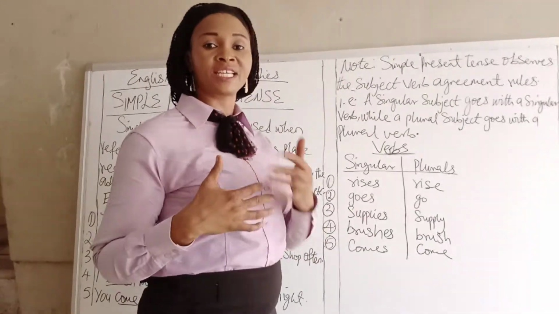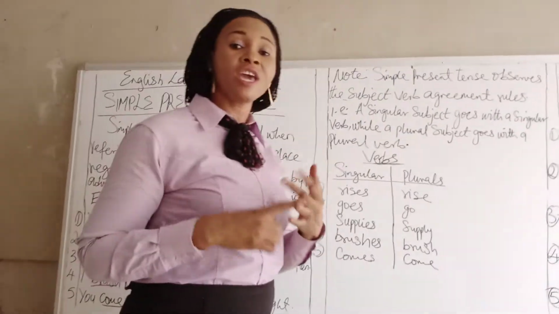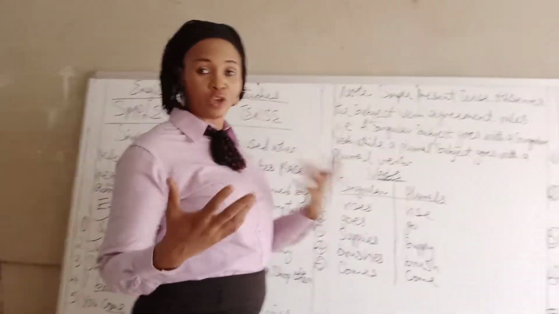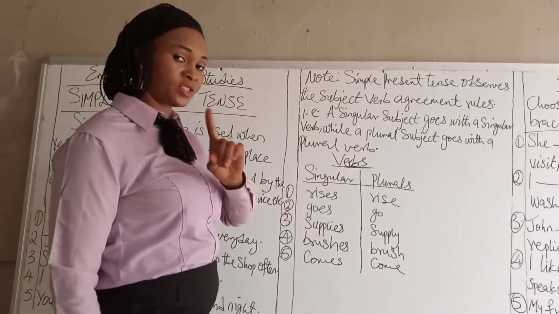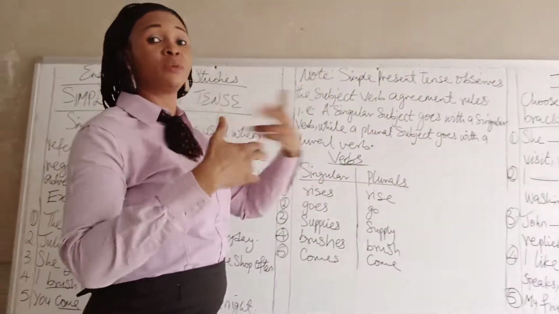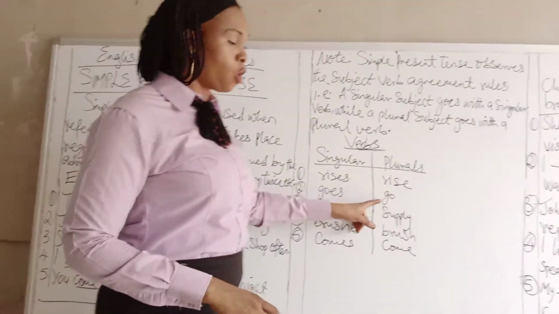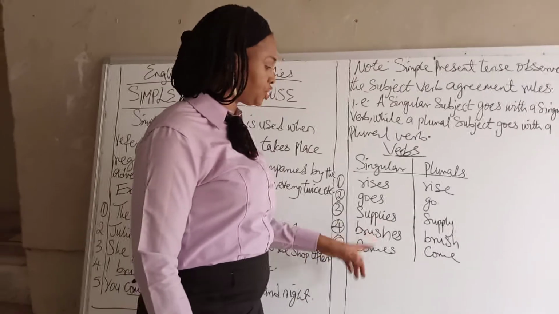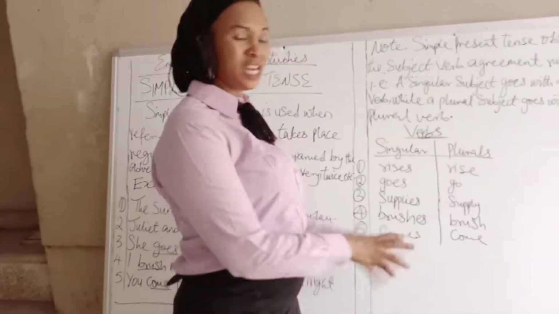Whenever we're talking about a singular verb, it is always accompanied by an S, ES, or IES, depending on the verb you are using, okay? So we have rises for one person, rise when you're talking about more than one person, goes for one person, go for more than one subject, okay? Supplies, brushes, comes, all these are singular verbs, and many more.